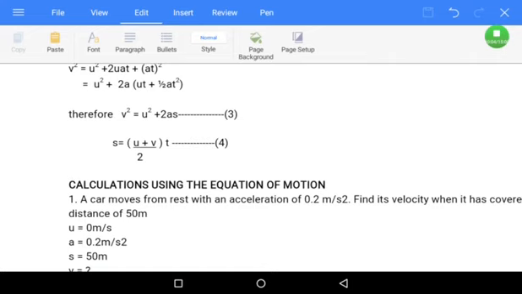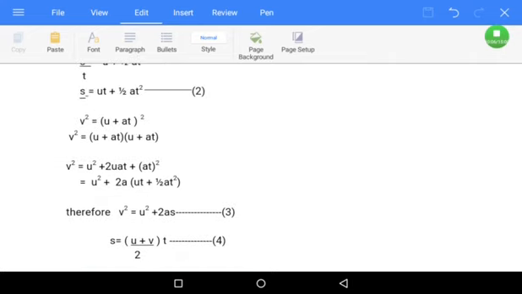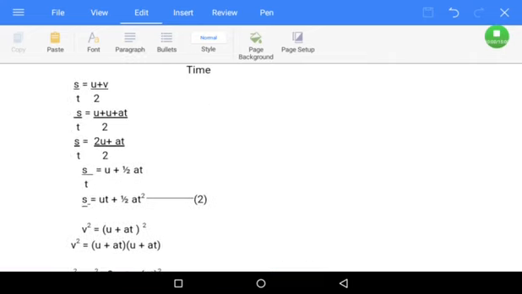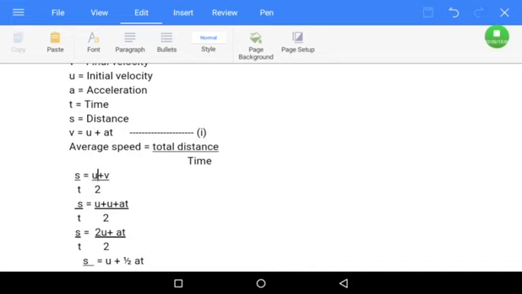Alright, good. Now the fourth formula was derived from average speed. From here, look at this. I have s over t, which is average speed, equals u plus v everything over 2. If I multiply both sides by t, can you see? Multiply this by t and this by t. If I multiply this by t, I will have s remaining because t cancels t.